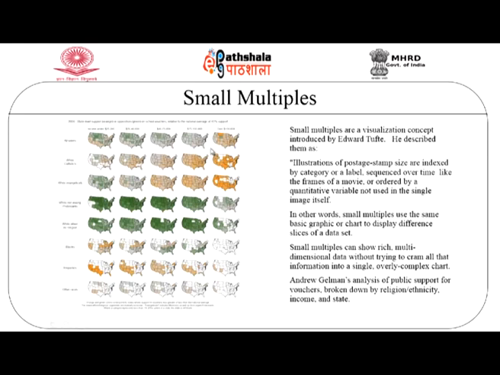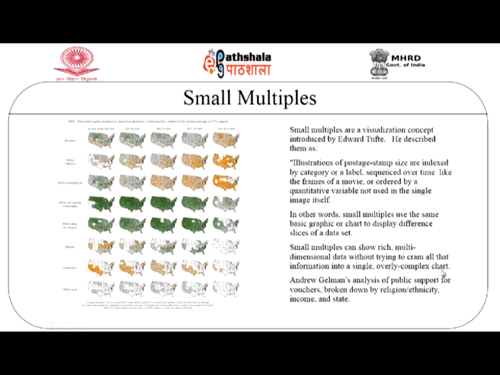In other words, small multiples use the same basic graphic or chart to display different slices of the data set. So there is only one kind of visual being seen in all the frames, but the data represented in all the frames is different. So this is a very good example of small multiples. Small multiples can also show rich multidimensional data without trying to cram all that information into a single or overly complex chart.